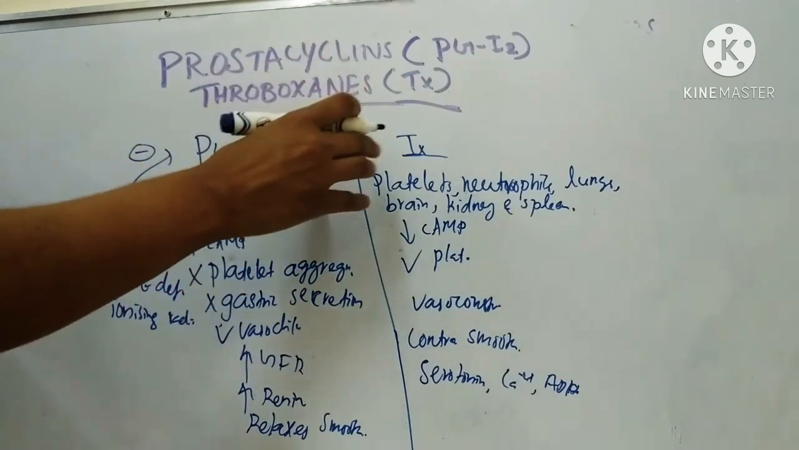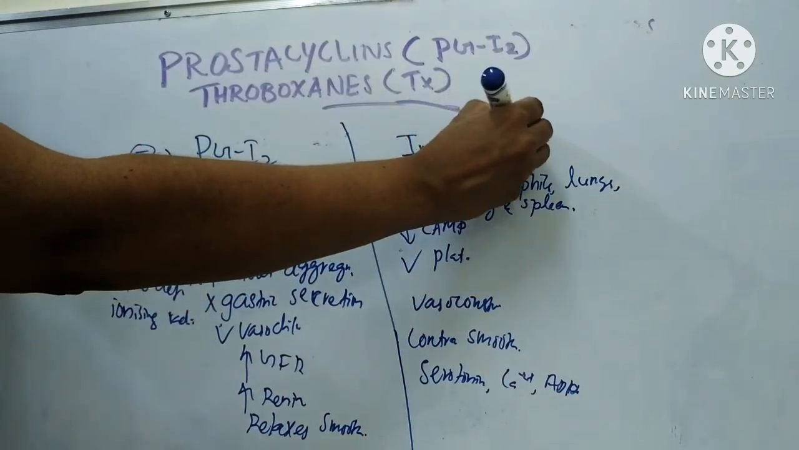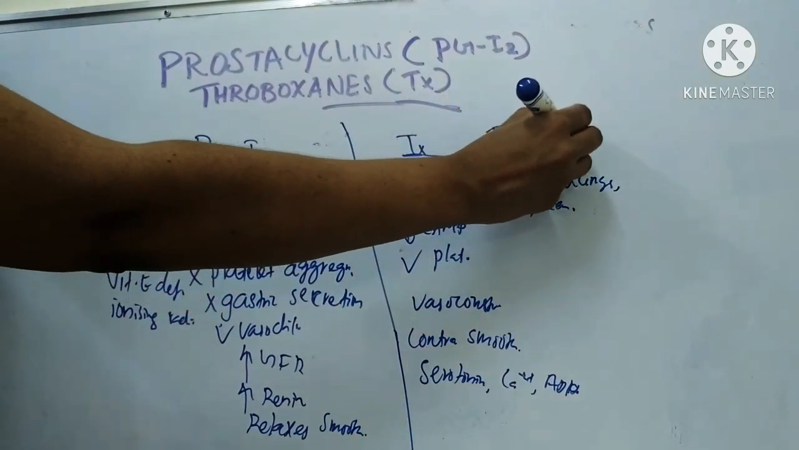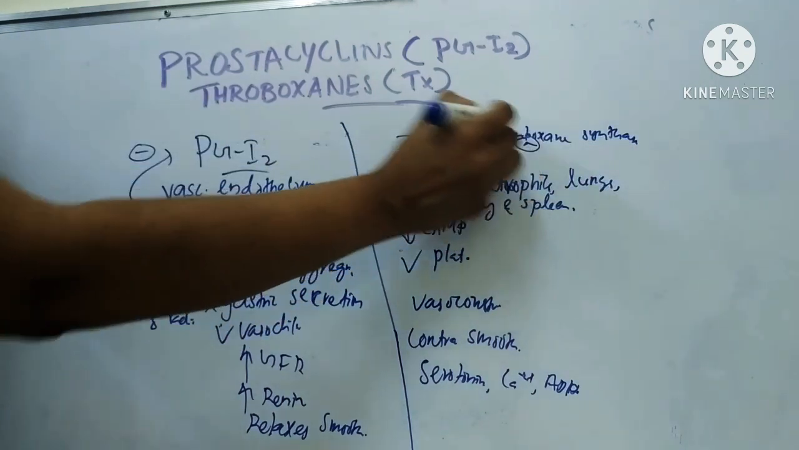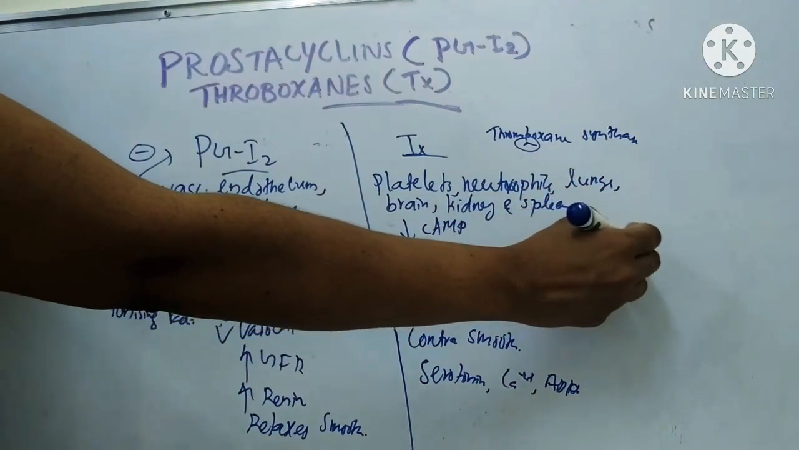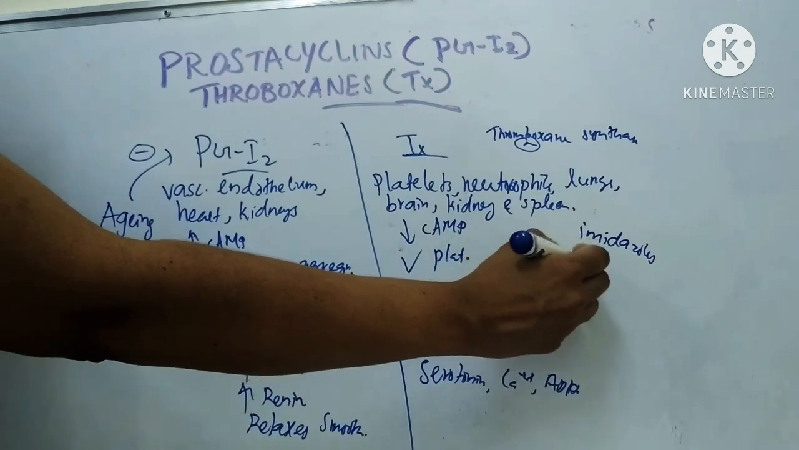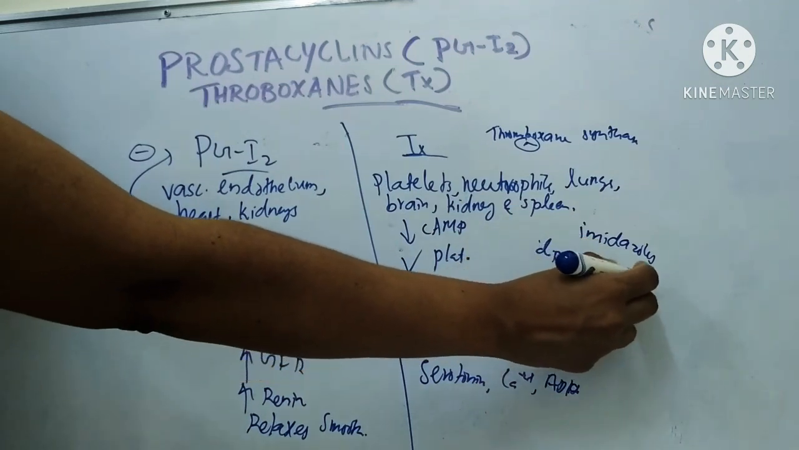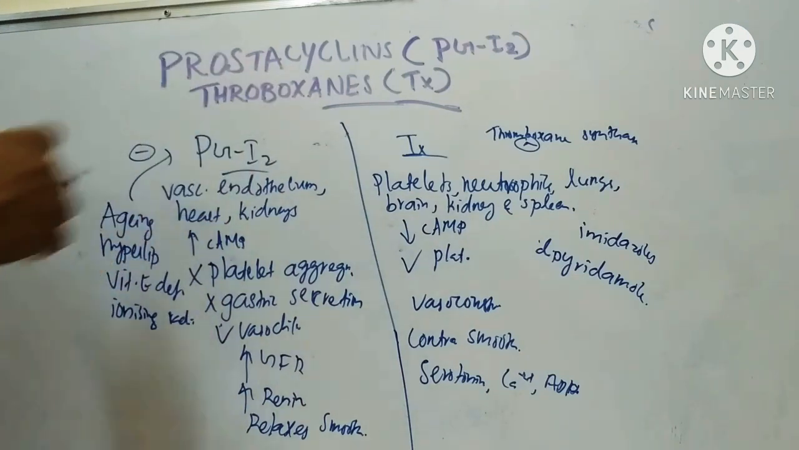Coming to the inhibitors of thromboxanes, the thromboxane synthase enzyme is inhibited by imidazoles and dipyridamole. These are the inhibitors of both prostacyclins and thromboxane.